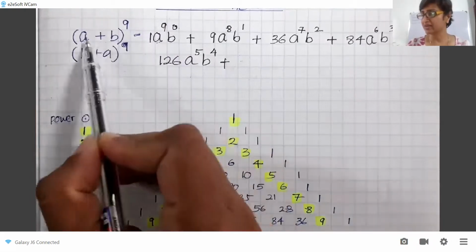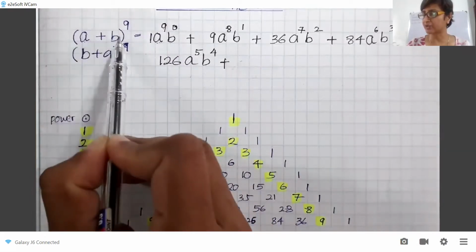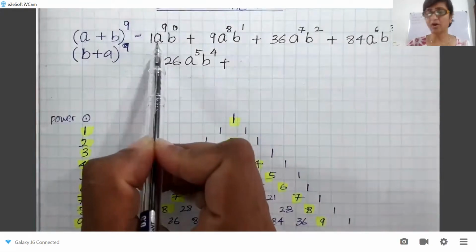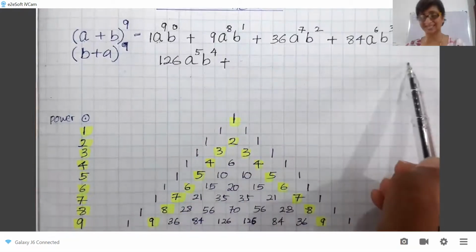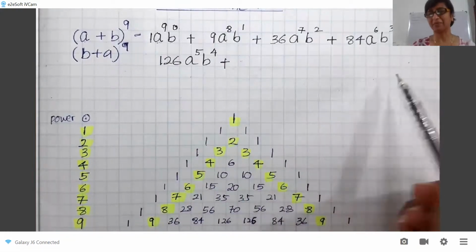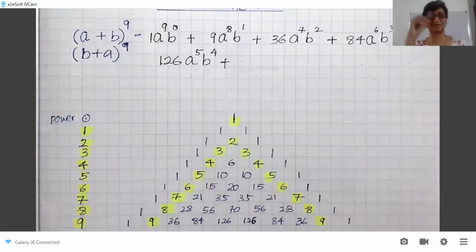Even when it was given to me like this, I could have started with B to the power of 9 and A to the power of 0. And that is the last term in this expansion, and I would be coming backwards in the terms if I did that. It happens because of the symmetry. You can go this way or that way, it's the same thing. Okay? Right. So let us discuss a bit more about this before we start writing.